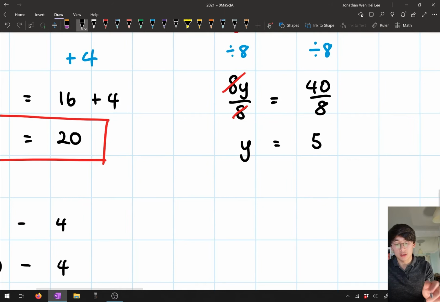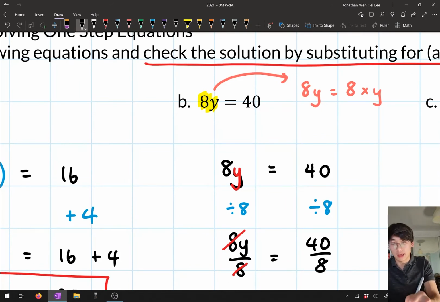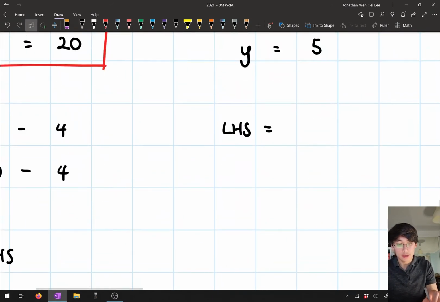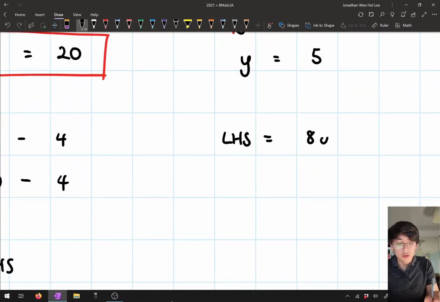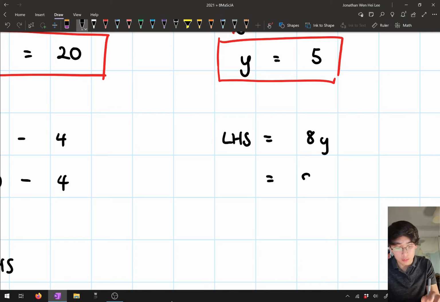So here I'm going to write underneath my left-hand side. My original equation I had on my left-hand side, 8y. What I need to do is substitute y with 5 and check whether or not this solution is correct. Now just remember, 8y just means 8 times y. And so if I replace y with 5, this just becomes 8 times 5.